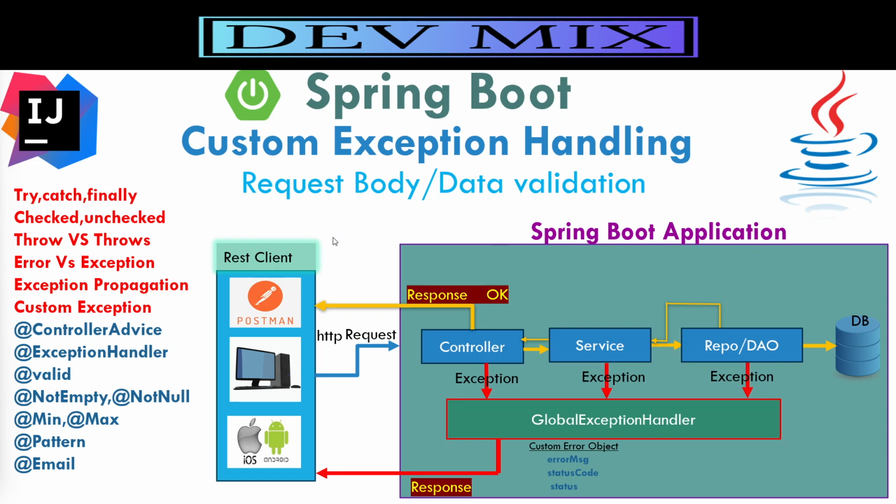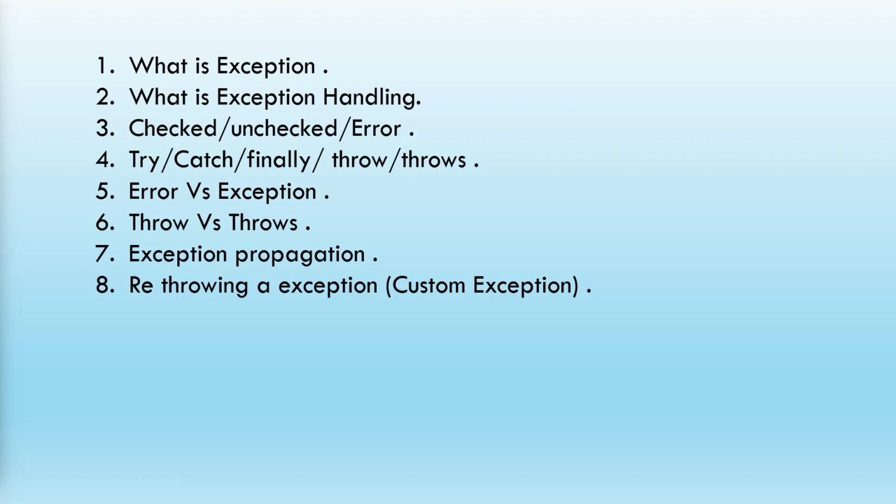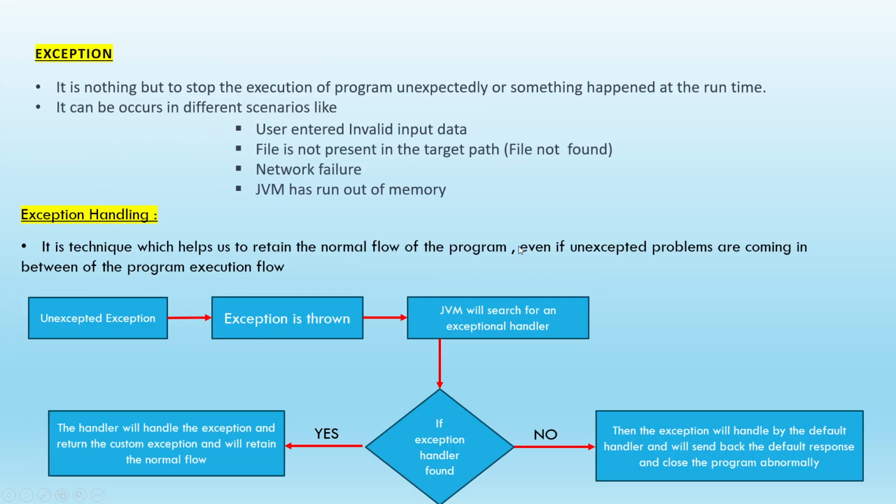So here in this tutorial we are going to understand what is try catch, what is exception. Those things, like this architecture, will be covered in the better review. Then we'll discuss what is exception handling, types of exception, checked, unchecked, then try catch finally, throws. Then what is the difference between error and exception, throw and throws, what is exception propagation, and what is custom exception. Those things we are going to discuss. Let's go to the next one.